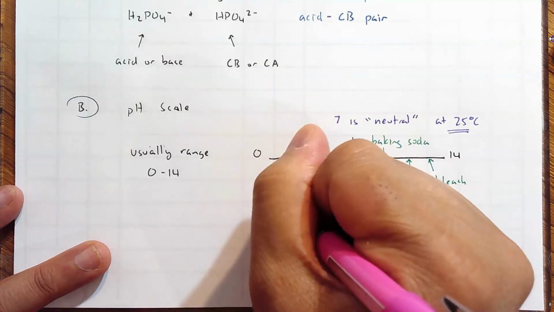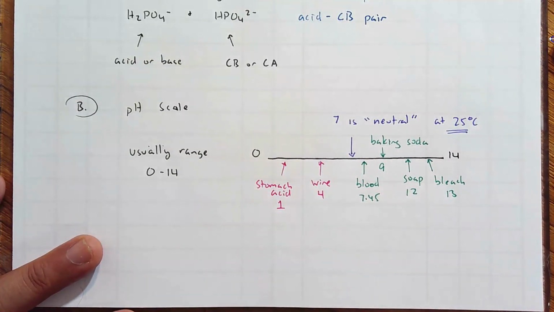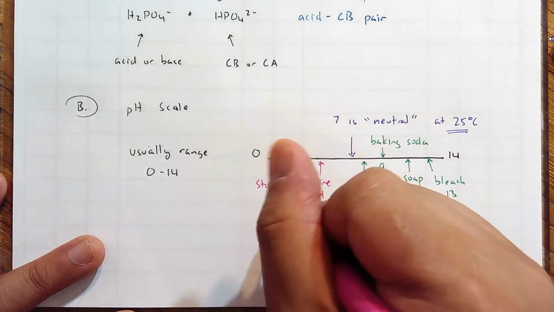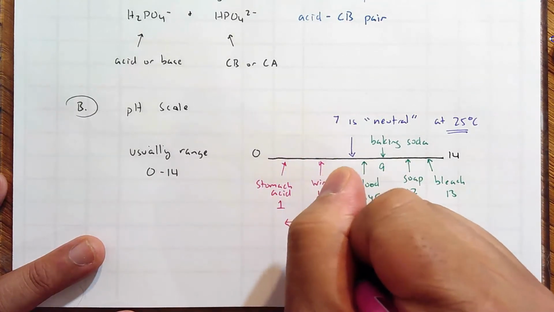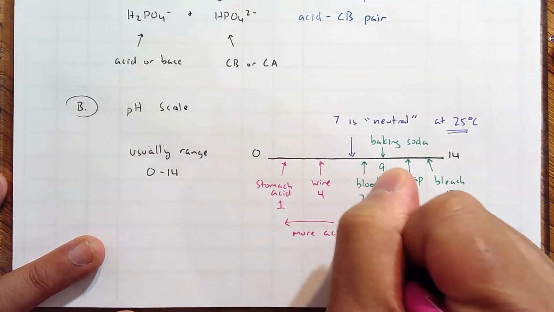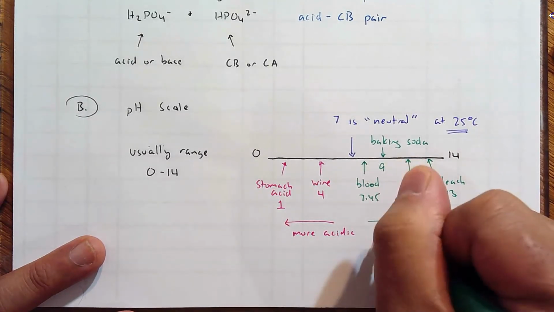That's a pH of 1. In your stomach right now, the pH is 1, pretty acidic. So again, this is getting more acidic as you go in this direction, and your solution is getting more basic as you go in this direction.